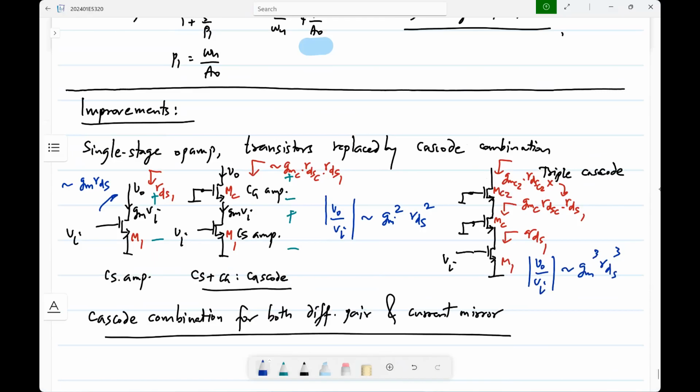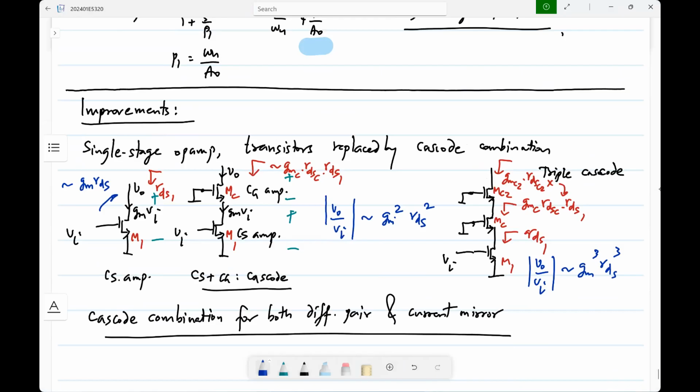Of course, this is not practical when you have supplies of 1 volt and so on. When you have a 5 volt supply, perhaps this can be done, or at least 2.5 volts, because now the output operating point should be such that 3 transistors remain in the saturation region. So the minimum operating point voltage at the output will be VDsat1 plus VDsat2 plus VDsat3. So it again further reduces the swing. So this is one way of doing it.